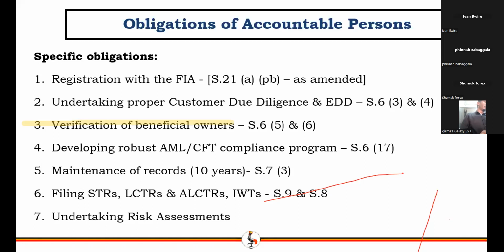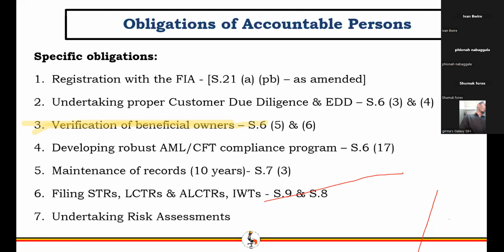So another obligation is maintenance of records. These are supposed to be maintained for a period of 10 years. You're not supposed to destroy records. And they're supposed to be maintained in a manner that they can be easily reconstructed. In the event that we request such information, it should be readily available when we are conducting an investigation.